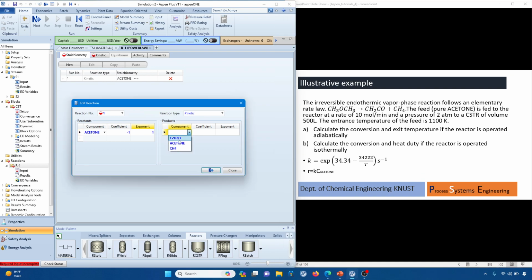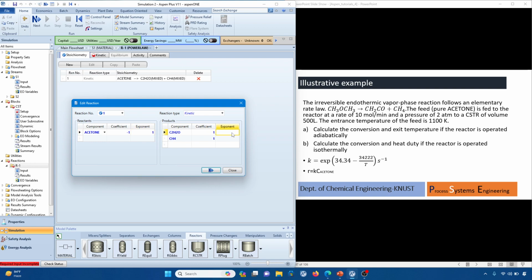And we can add our products, with coefficients of 1. And because they are absent in our power law model, the rate of reaction equals k times the concentration of acetone raised to its stoichiometric coefficient. So the order of the reaction here is 1 with respect to acetone. And that's what's key in the exponent here. This is what tells Aspen that acetone is present in the power law model, and it has an exponent of 1.